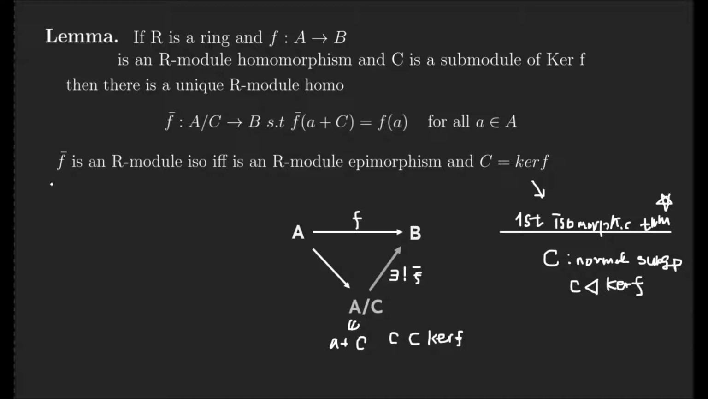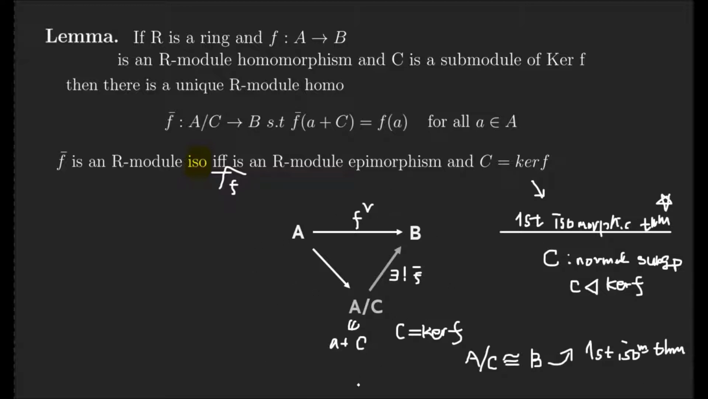And in order to satisfy that bar F is an R-module isomorphism, not homomorphism, it is an if and only if. In this case, F is an R-module epimorphism and C is equal to kernel F. So if some properties are satisfied, then we can deduce A quotient C is equal to B. And in the group sense, we know this relation is the first isomorphism theorem.